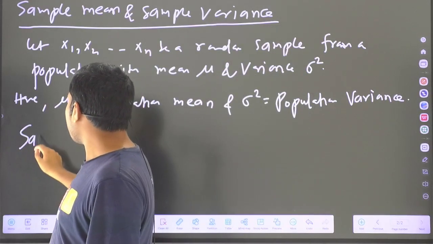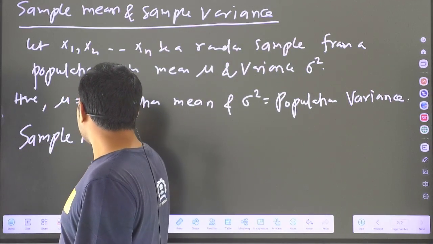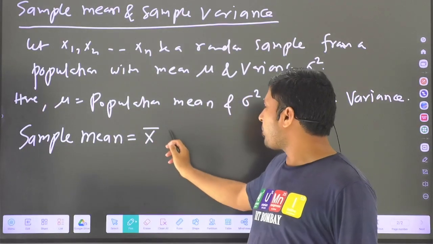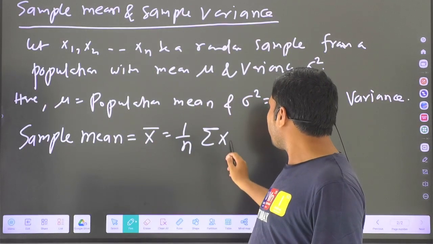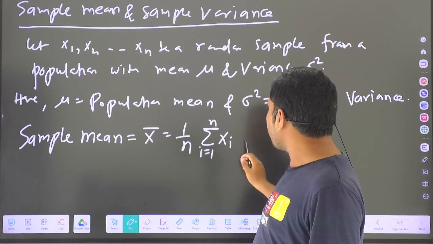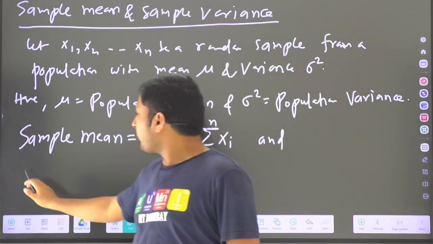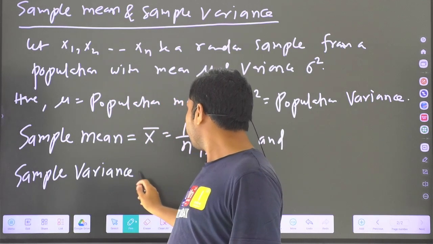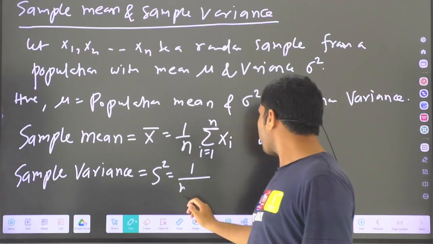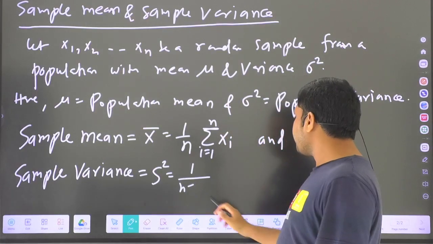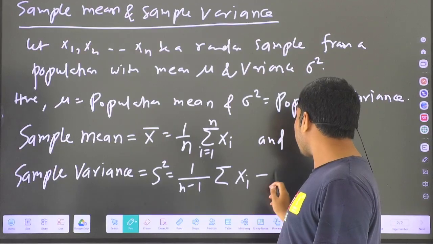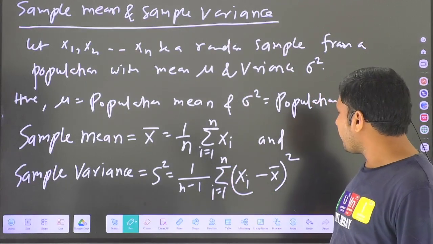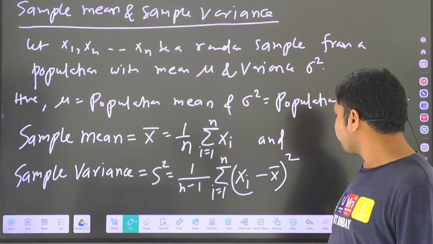So we have to define the sample mean. The sample mean is x bar, which you know already, defined as 1 by n summation xi, i from 1 to n. And the sample variance s square is 1 upon n minus 1 summation xi minus x bar whole square, i from 1 to n. This is the definition of sample variance.